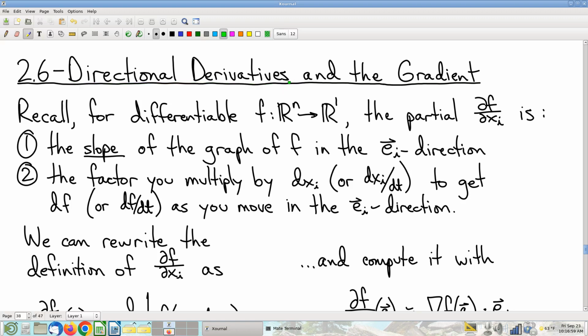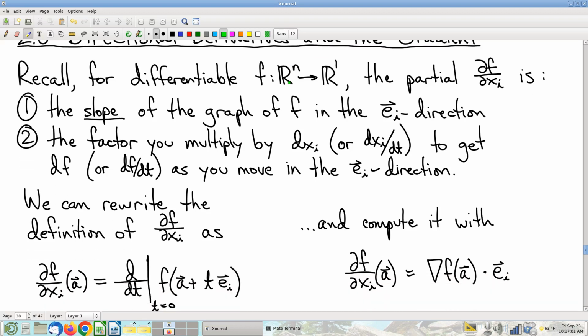So what I want to start with is reminding you of a bunch of things we know about partial derivatives. Partial derivatives give you the slope of the graph. Specifically, there are lots of cross sections to the graph. They give you the slope in the direction of the standard basis vector defined by the variable you're taking the partial with respect to. So, slope of the graph in a certain vector direction.